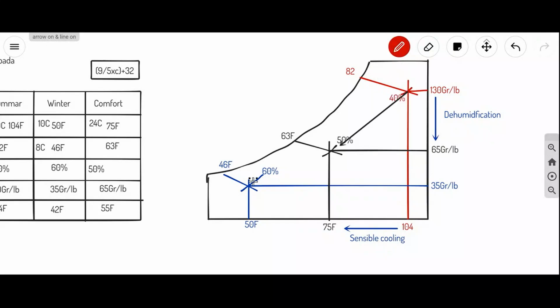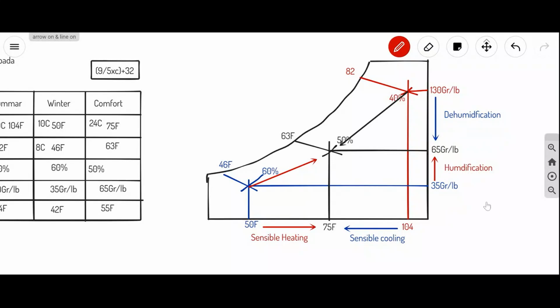Now for winter, this point needs to shift to here. To shift this point, first I need to increase the temperature. The process of increasing temperature is called sensible heating. Now to shift this point, we need to add water vapor molecules, which is called humidification.